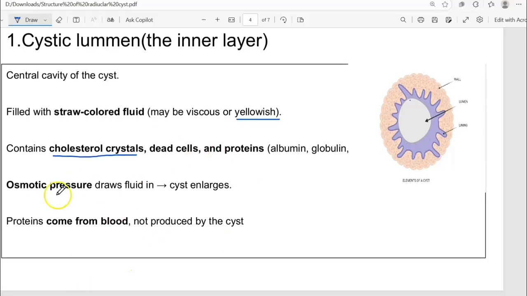Okay, so basically, these proteins are coming from the blood that the cyst was trying to get in, and are not basically formed by the cyst itself.